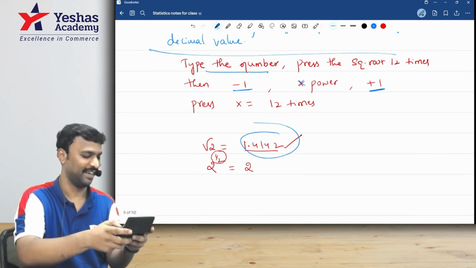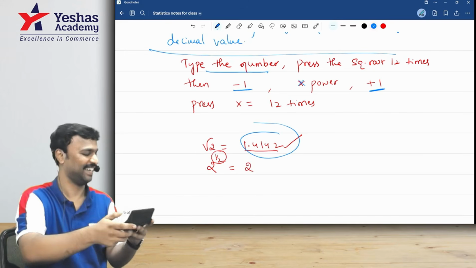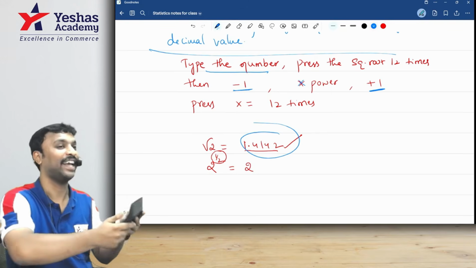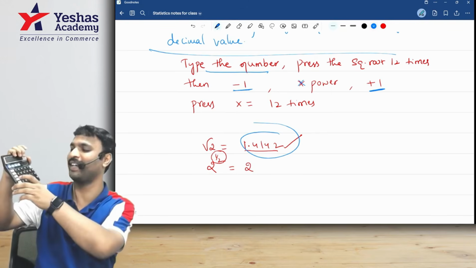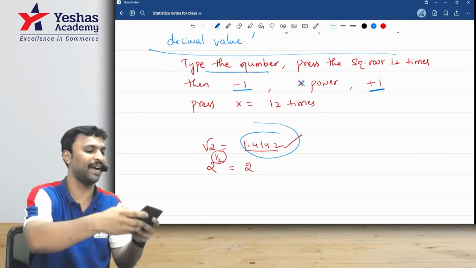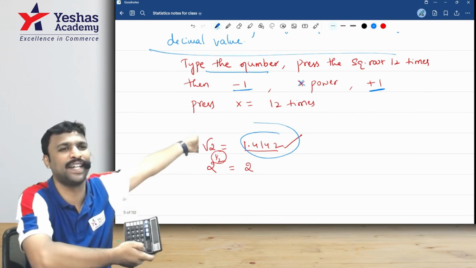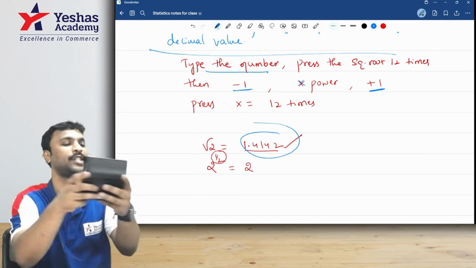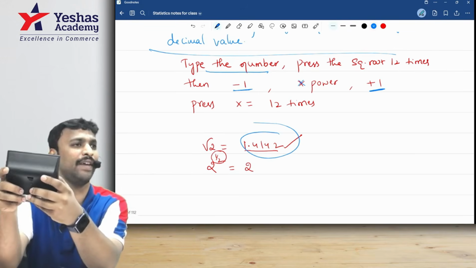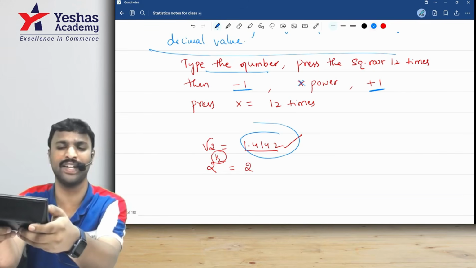Use the square root button. In some calculators the root is here, in some calculators the root is over here. Everybody, just follow that procedure, guys. Type 2, press what? Square root how many times? 1, 2, 3, 4, 5, 6, 7, 8, 9, 10, 11, 12.